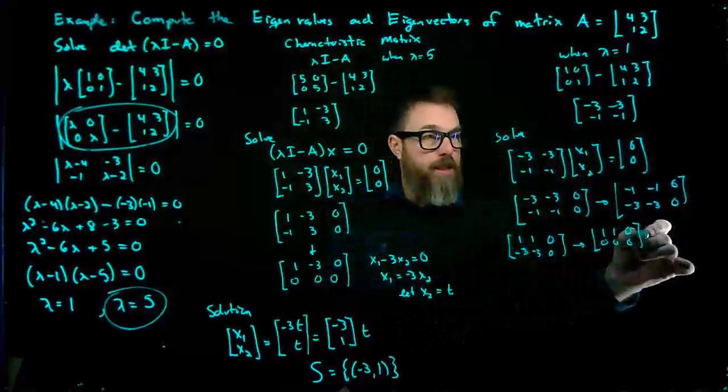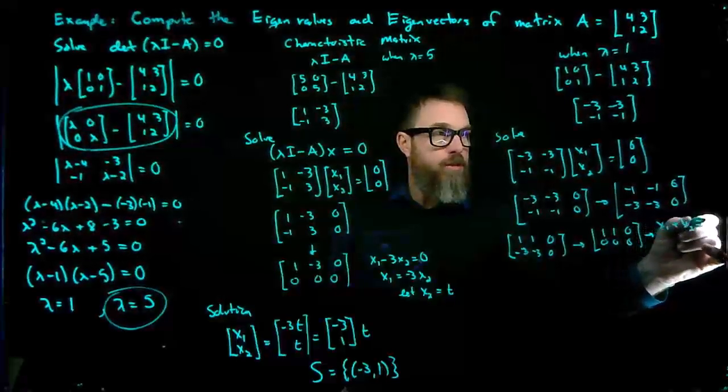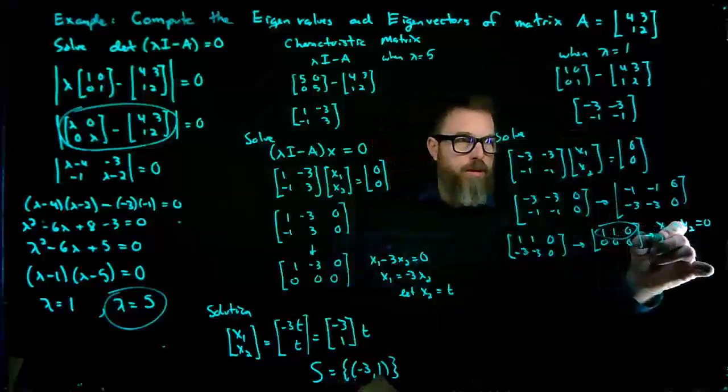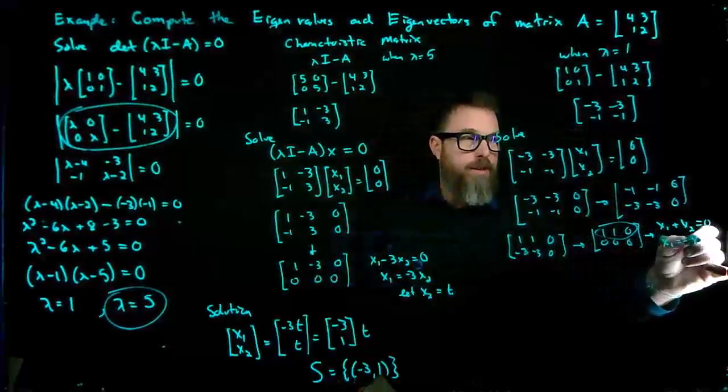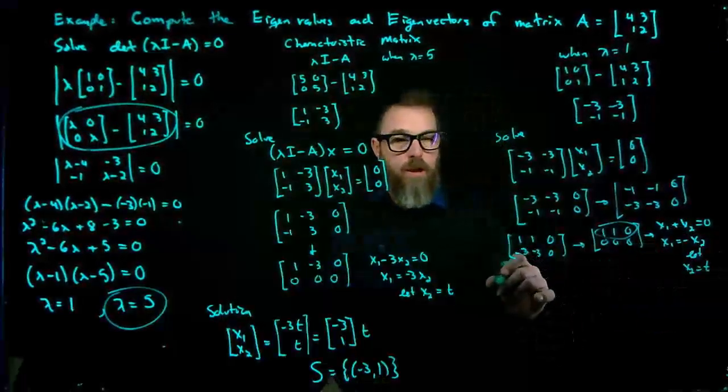Now remember, this is an infinite set of solutions. This says x1 plus x2 is equal to 0. That's what that line right there says. The next line says 0 is equal to 0. So then x1 is going to be equal to negative x2. Let x2 equal t.